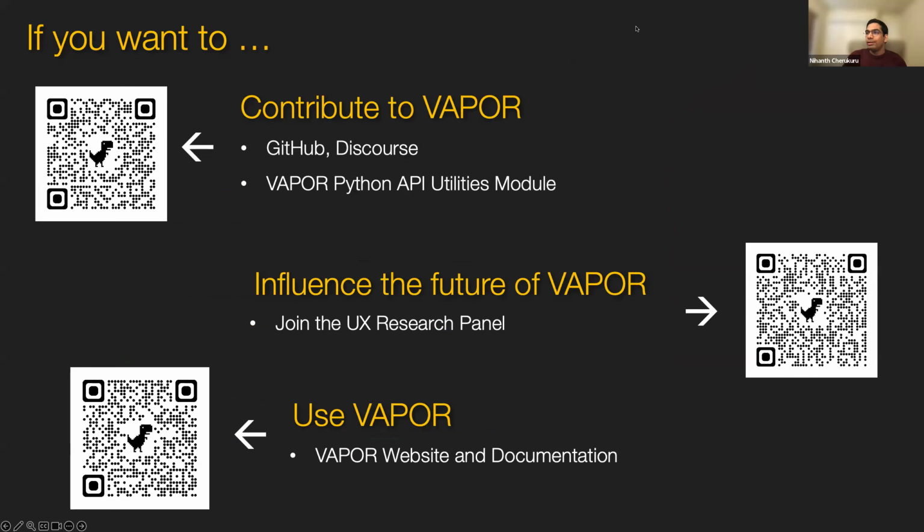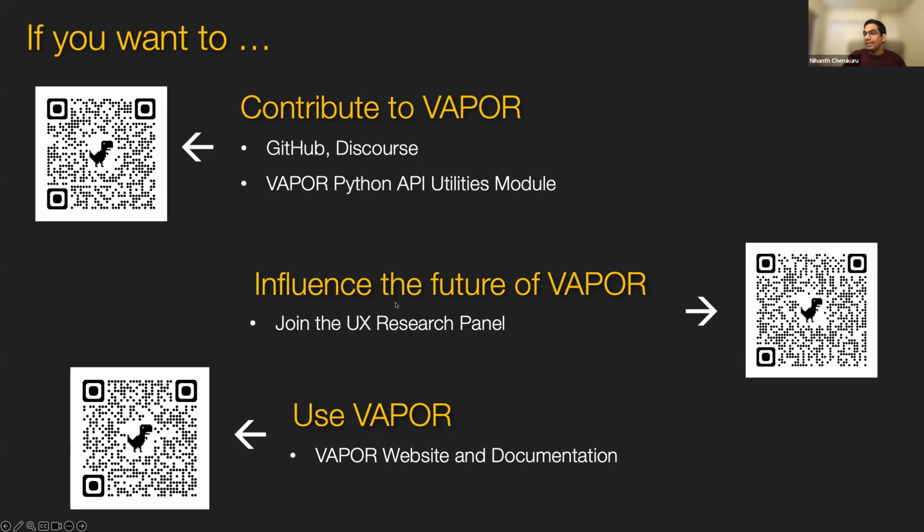And where to go from here, there are a couple of things. If you're someone who's interested in contributing to Vapor, the QR code on the top takes you to the GitHub page. Please join our Discourse. And if you have any bug fix, any enhancement requests or something, you'll have an option to add an issue there.